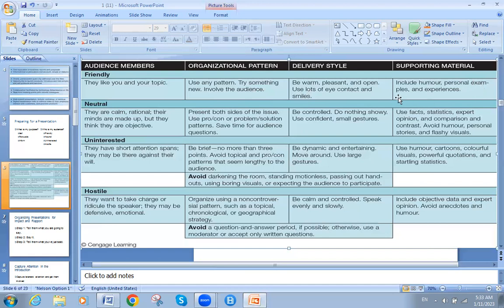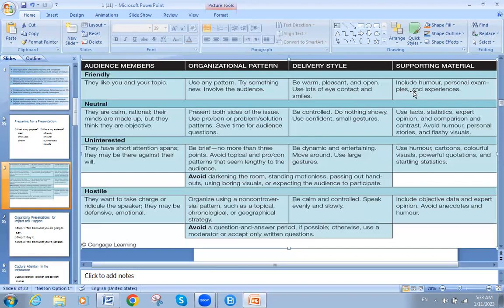Include humor and personal examples. These are the supporting materials. So what will you use in the materials here? How's your own audience? Friendly? Yeah, okay. Organizational pattern: try something, and always keep them busy. Keep them always involved and attracted to what you present. Delivery style: be warm, pleasant, and open. Because it's a friendly audience, be warm with them and pleasant at the same time. Supporting materials include humor and personal examples, based on your experience.